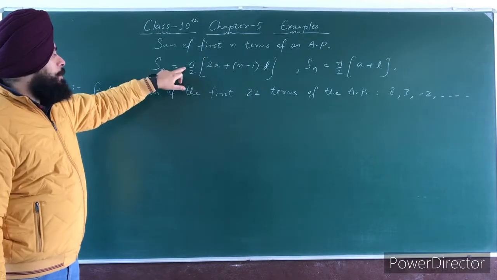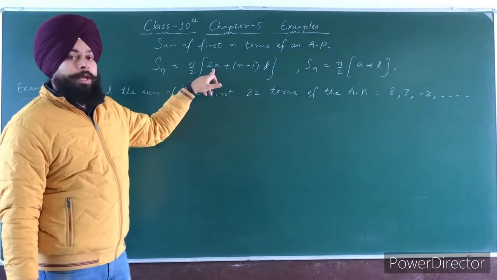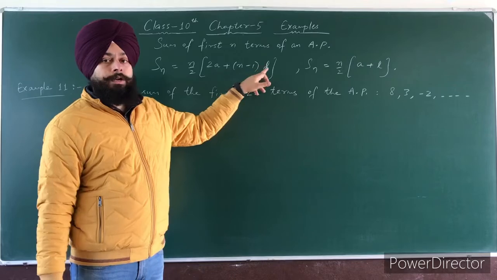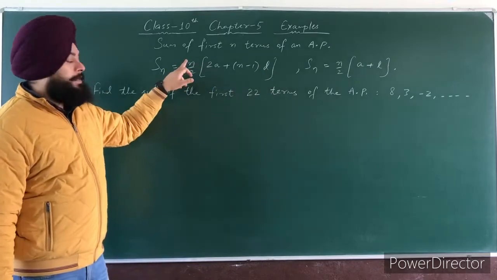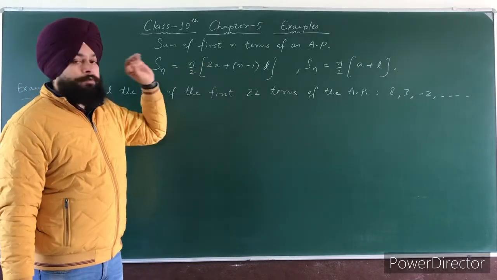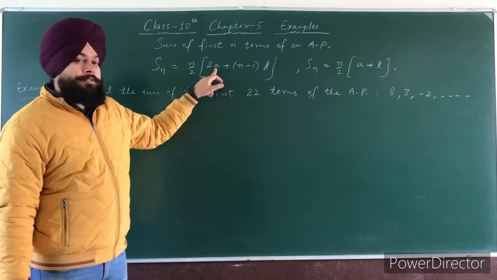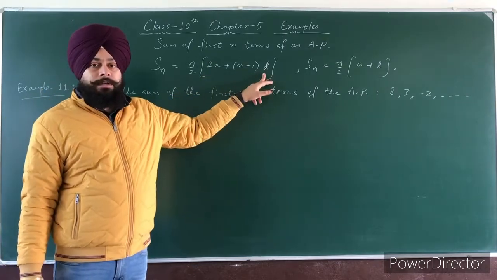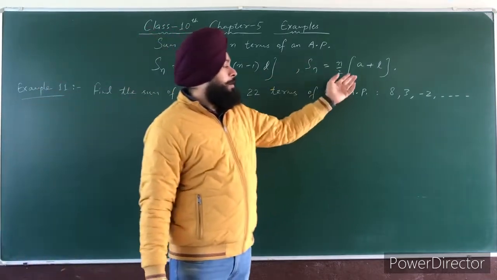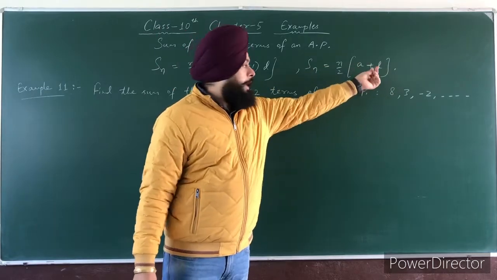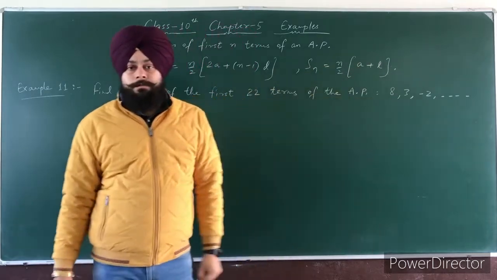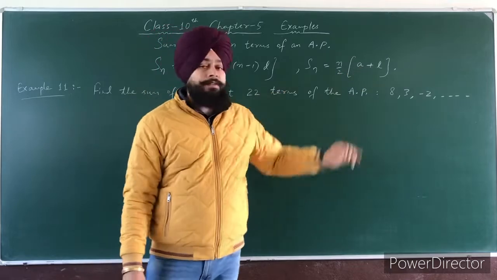The first one is n over 2 bracket 2a plus n minus 1 into d. So n is here number of terms which you have to find their sum. a is the first term, d is the common difference. And the second formula is n by 2 (a plus l). So in this formula l is denoted as the last term.